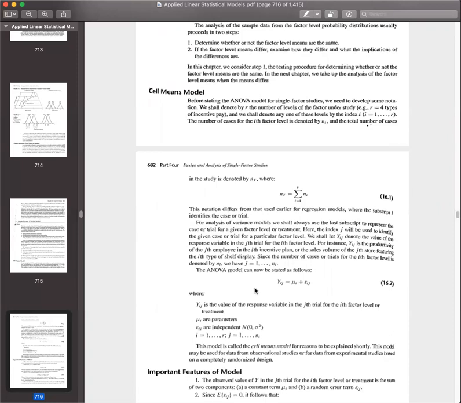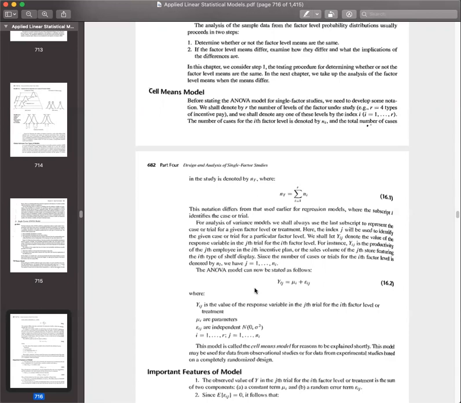shall always use the last subscript to represent the case or trial for a given factor level or treatment. Here, the index j will be used to identify the given case or trial for a particular factor level. We shall let Y_ij denote the value of the response variable in the jth trial for the ith factor level. Since the number of cases or trials for the ith factor level is denoted by n_i, we have j equals 1 through n_i.